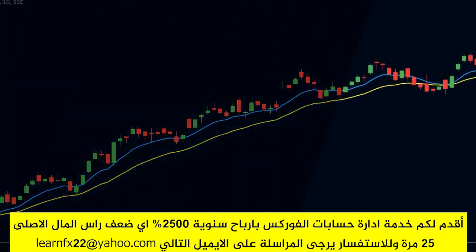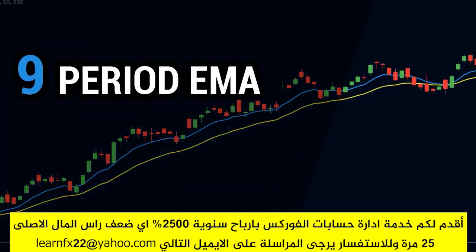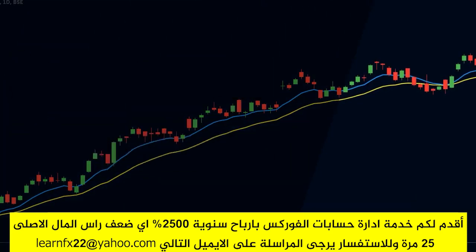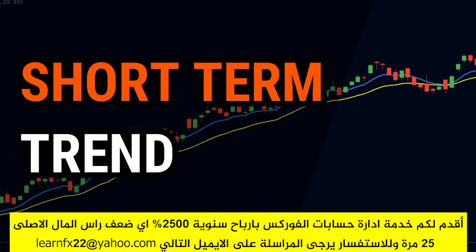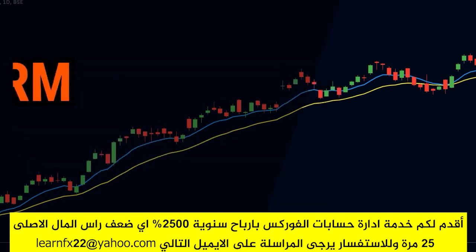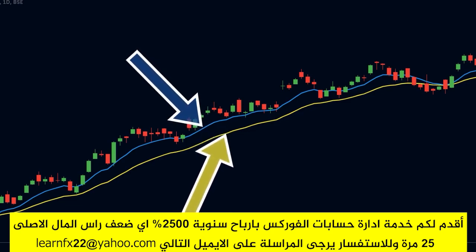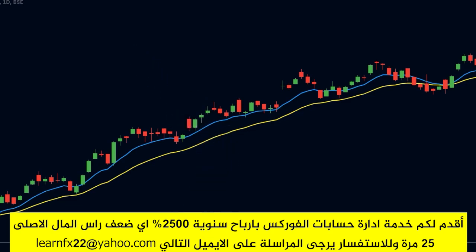When it comes to our strategy, we will use the 9-period and the 21-period exponential moving average. This is because we are only concerned with the short-term trend of the market. This is how the moving averages look on the chart. Here, the blue line is the 9-period moving average and the yellow line is the 21-period moving average.